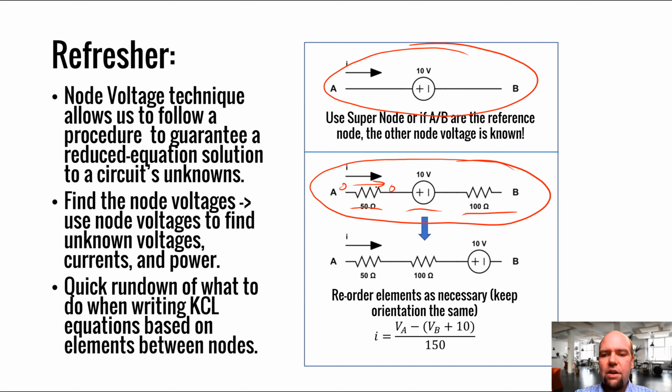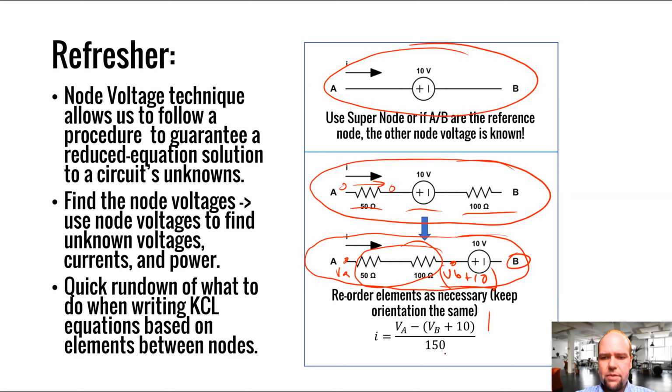But what we can do is reorder this to look like this, and now we can say, okay, what's the voltage on this side? That's VA. And what's the voltage on this side? That's VB plus 10, right? Because we have VB over here, and then we go up 10 volts for that supply. So now we can say the current is VA minus the voltage on this side, which is VB plus 10, divided by the total resistance. So we can write our expression like this when we encounter something like this.